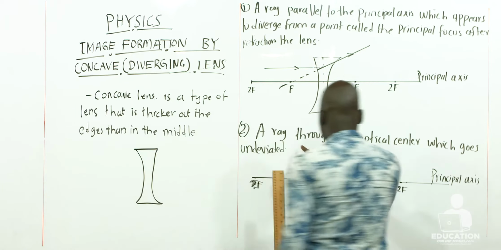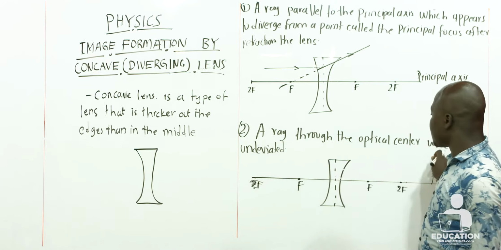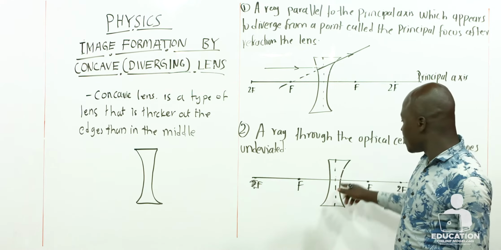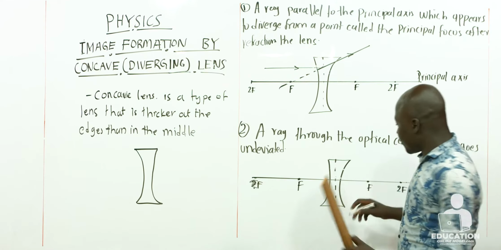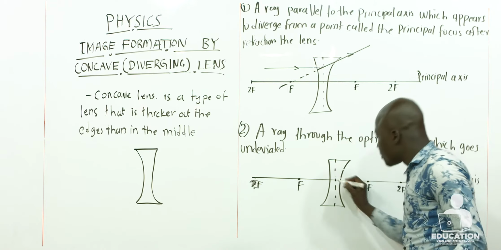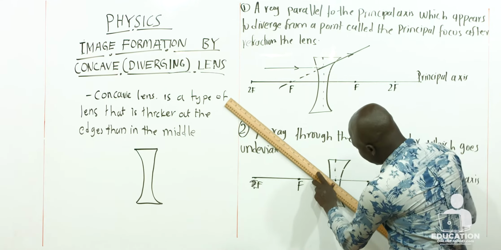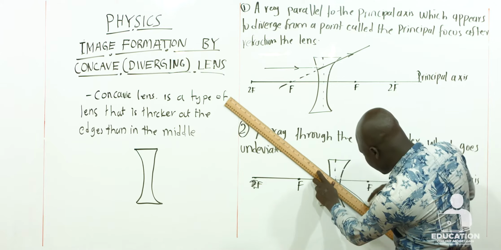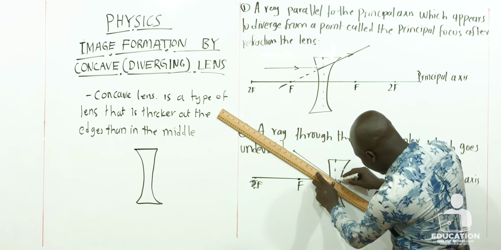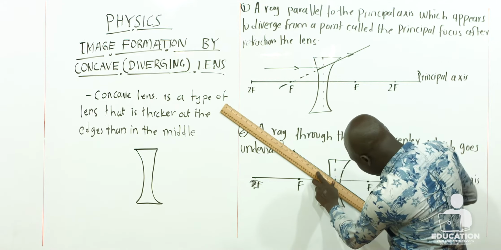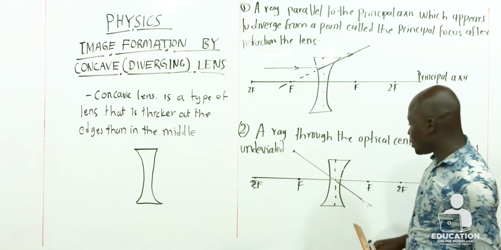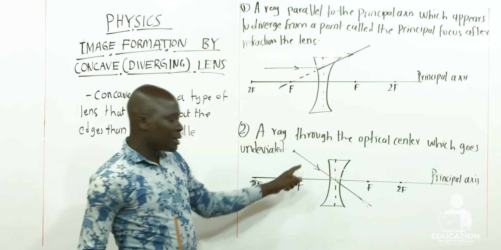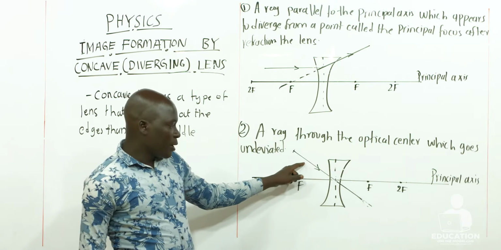Now the ray that we are using is a ray through the optical center, which goes undeviated, meaning the ray will not be refracted as it passes through the optical center. This point is what we call the optical center. If this is a ray of light, when it passes through the optical center it will not be refracted, or we can say it goes undeviated, meaning its direction will not change. And a ray is always represented with an arrow. The arrow shows the direction of propagation of the ray.